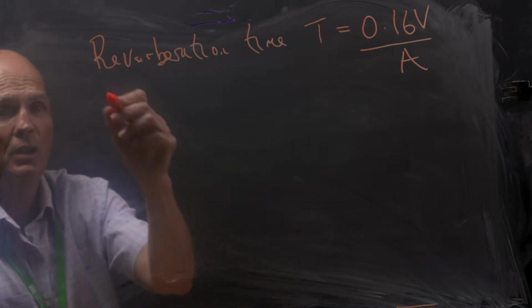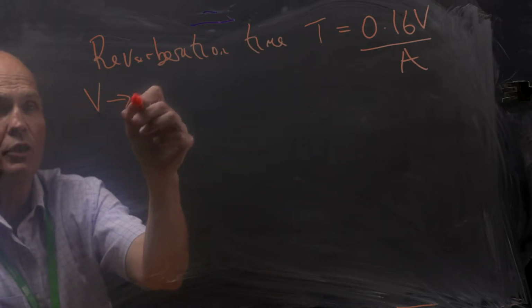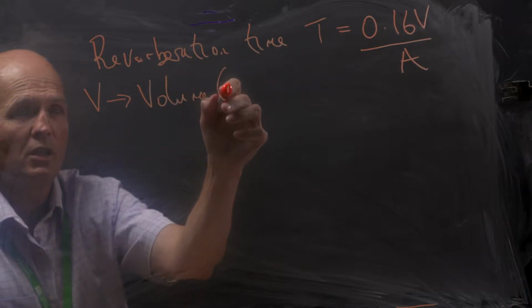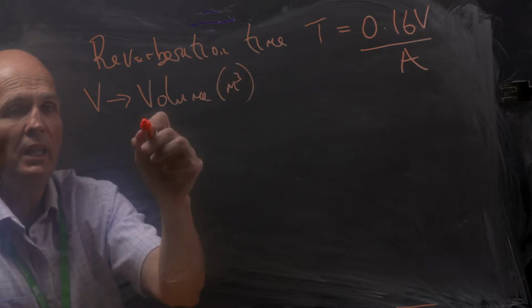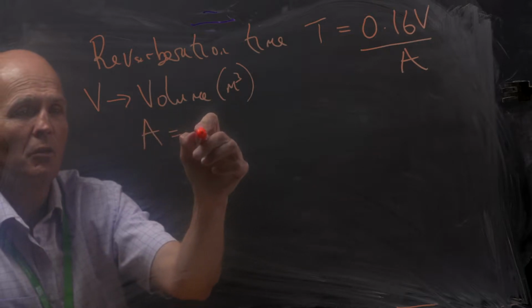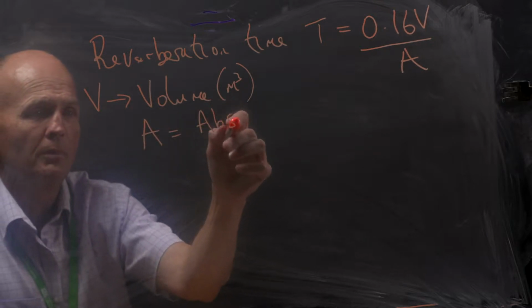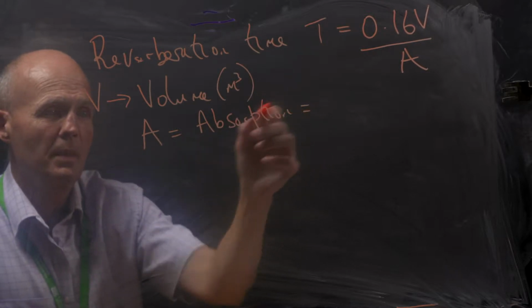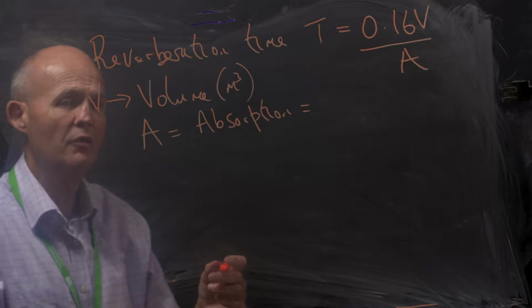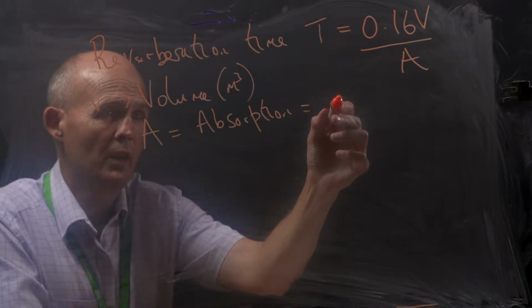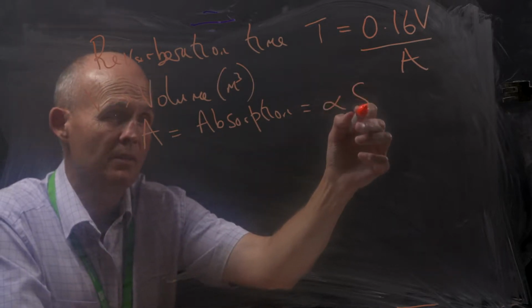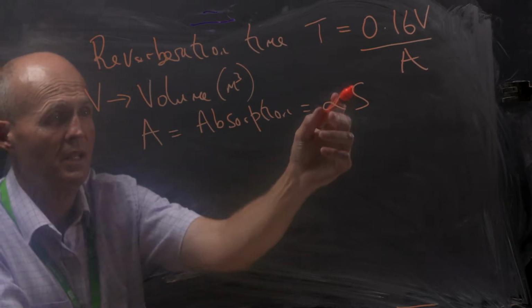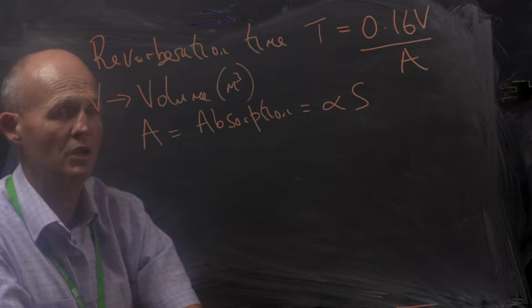In this formula, V is simply the volume of the space, usually expressed in meters cubed, and A is a parameter called the absorption of the room. The absorption of the room equates to what we call area absorption, and is given by the product of alpha times S. Alpha is the absorption coefficient of the surfaces, and S is the surface area of the surfaces.